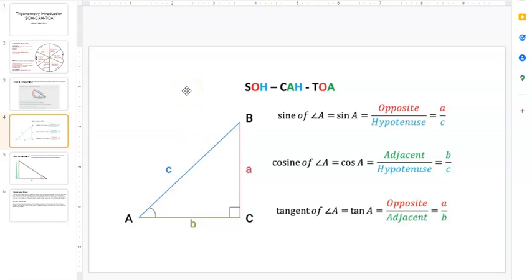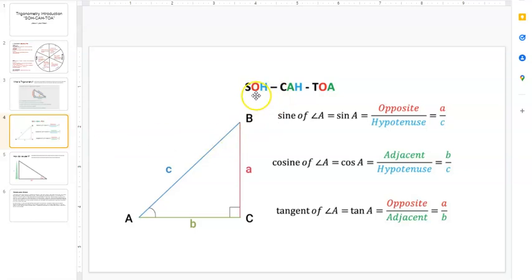So SOHCAHTOA: sine, cosine, tangent. They're the three main trigonometry functions we're going to be using. So that's what we're going to be working out with today. What I need you to be able to remember is what this means.